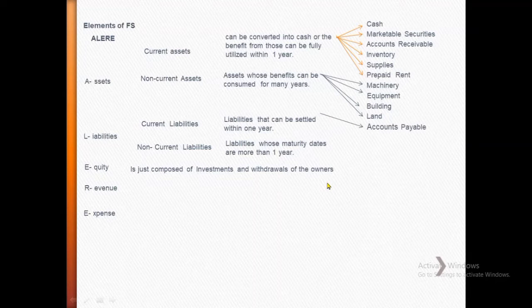This account is used when you purchase items on account from your suppliers. We also have unearned revenues or deferred revenues, which are actually your liability to your customer because they paid in advance before you deliver the goods and services. And we also have the salaries payable. In the non-current liabilities, we have loans payable and the mortgage payable.